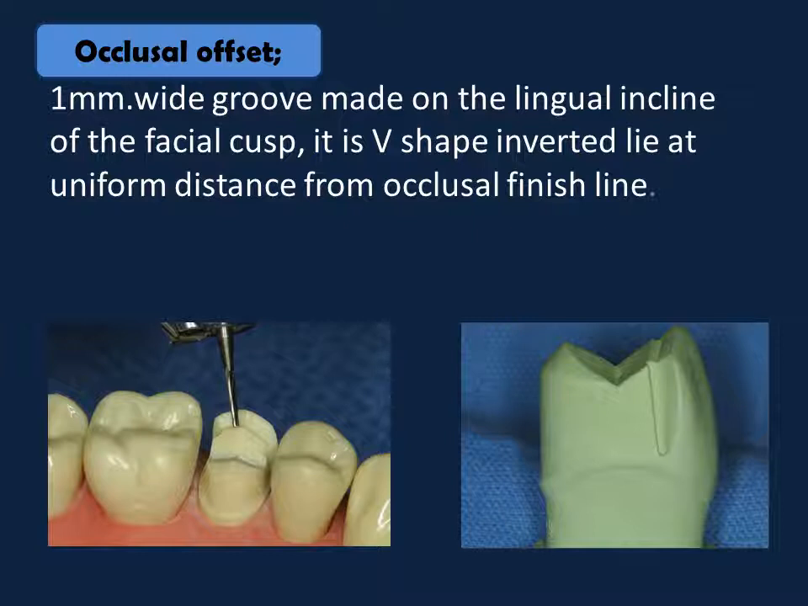Beside the proximal groove we need to make occlusal offset. I mean by the occlusal offset, it's a 1 millimeter wide groove made on the lingual inclination of the facial cusp. It is a V-shape inverted, lie at a uniform distance from occlusal finishing line.